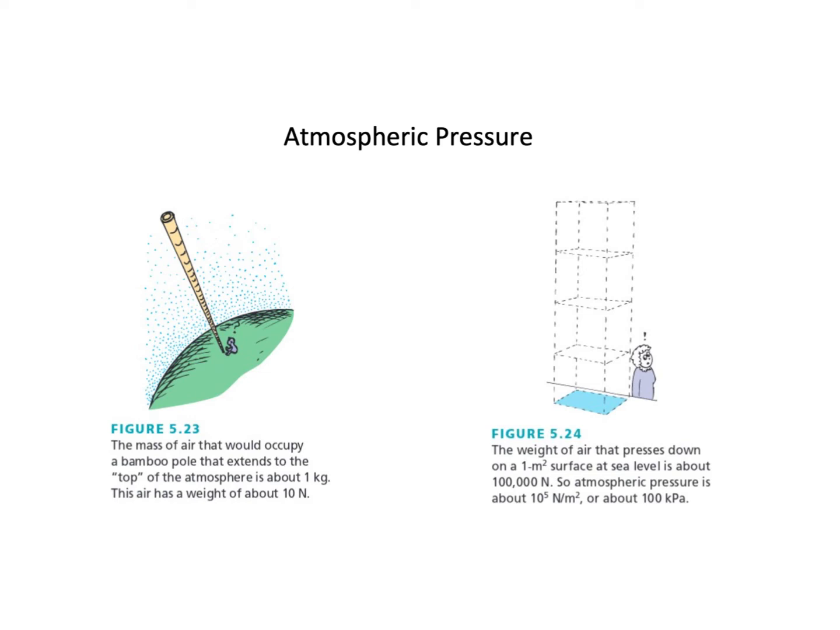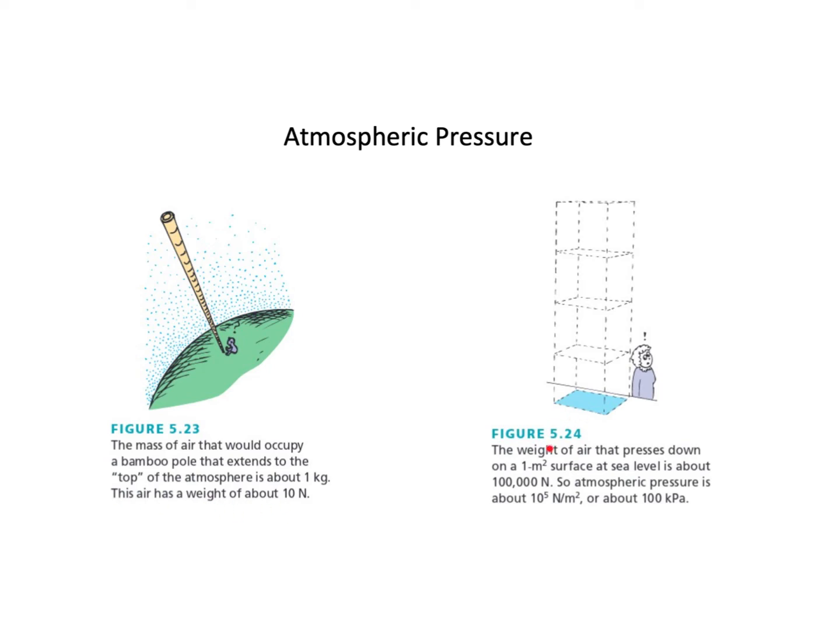So imagine a bamboo pole that extends all the way to the very top of the atmosphere. The mass of air that bamboo pole would displace to the top of the atmosphere is about a kilogram's worth of air. And we know that m times little g is about 10. That means that the weight of air above that kilogram would be about 10 newtons. And that's what causes atmospheric pressure.